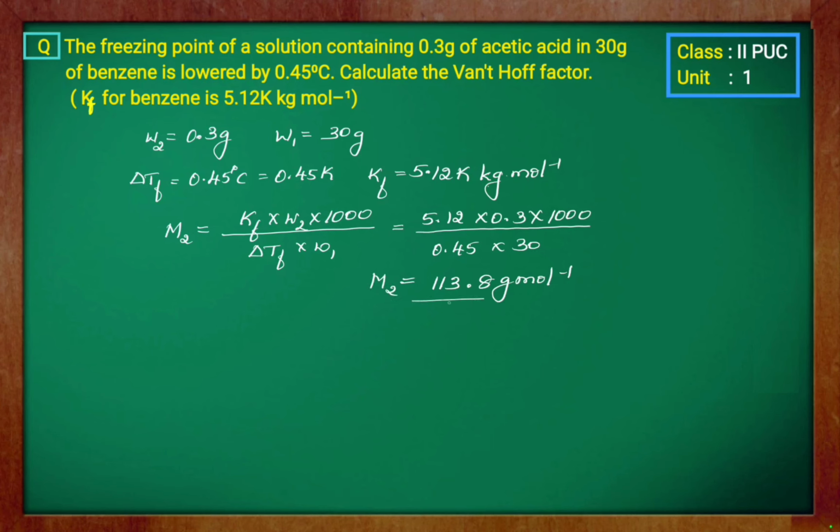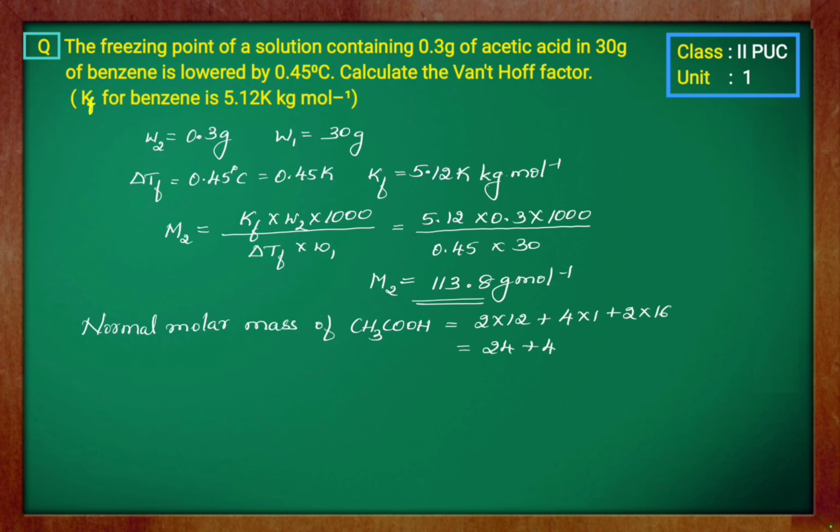So this is the experimental molar mass, but the normal molar mass of the solute, which is acetic acid here, that's formula is CH3COOH. So this is equal to 2 into atomic mass of carbon, that's 12, plus 4 into atomic mass of hydrogen, 1, plus 2 into atomic mass of oxygen. So we have 24 plus 4 plus 16 into 2, that's 32, which is equal to 60 grams per mole.